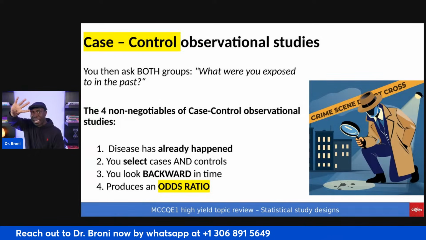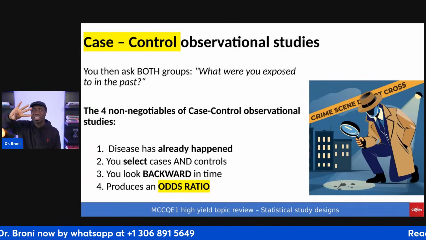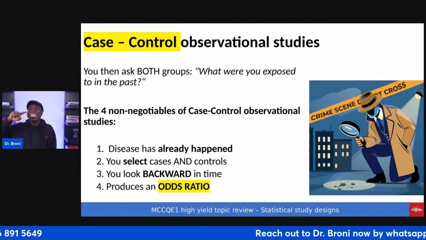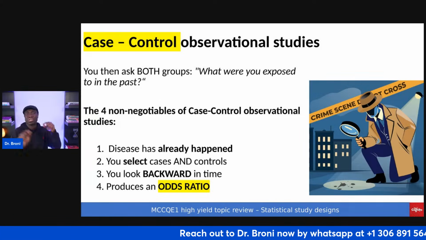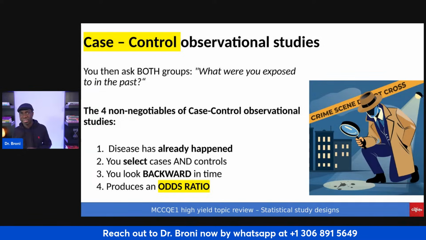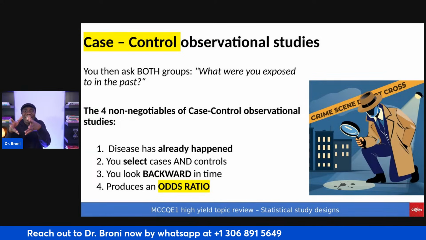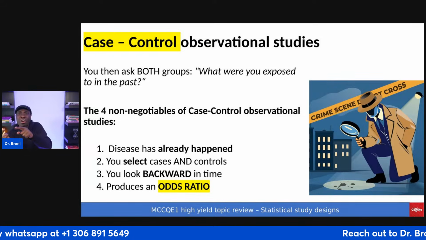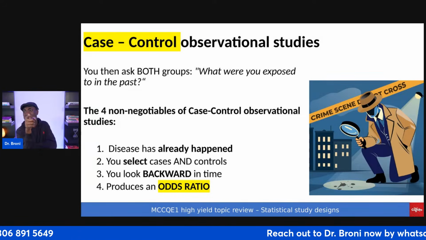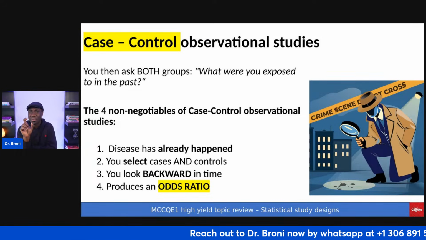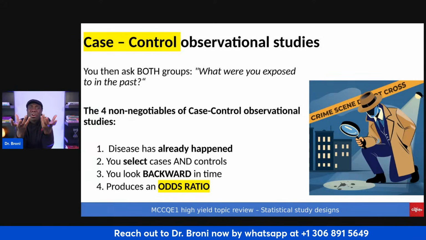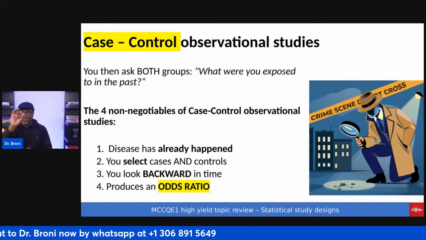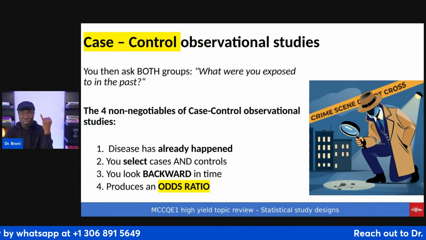So there are 4 key principles which are non-negotiables of case control studies. The first one is the disease in a case control study has already happened. Number 2, you select the cases and then you select the controls. And then you look backwards. Now, this is another trick you need to know. In your board exam, what can you generate out of a case control study? It's the odds ratio. So if I were you, I'll write this in my textbook or in my notebook.